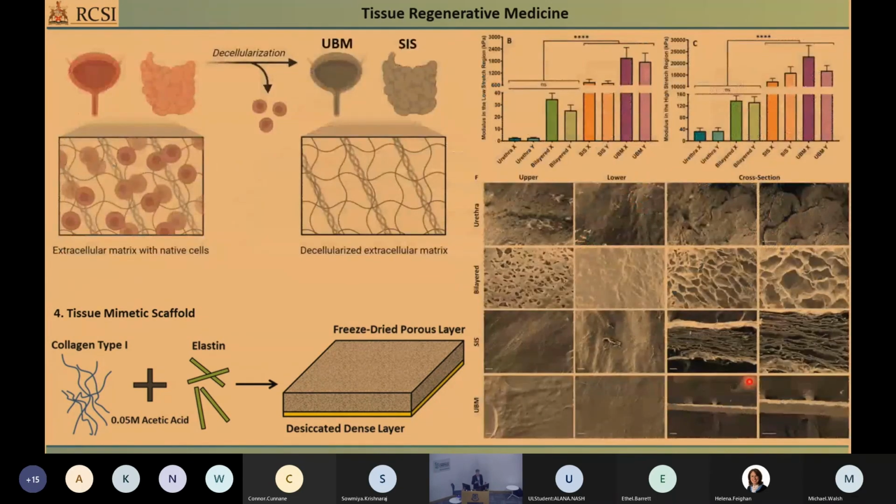And what we did then was we compared it against the existing gold standards. So anyone who's familiar with tissue engineering will be familiar with seeing these 3 letters next to each other a lot.